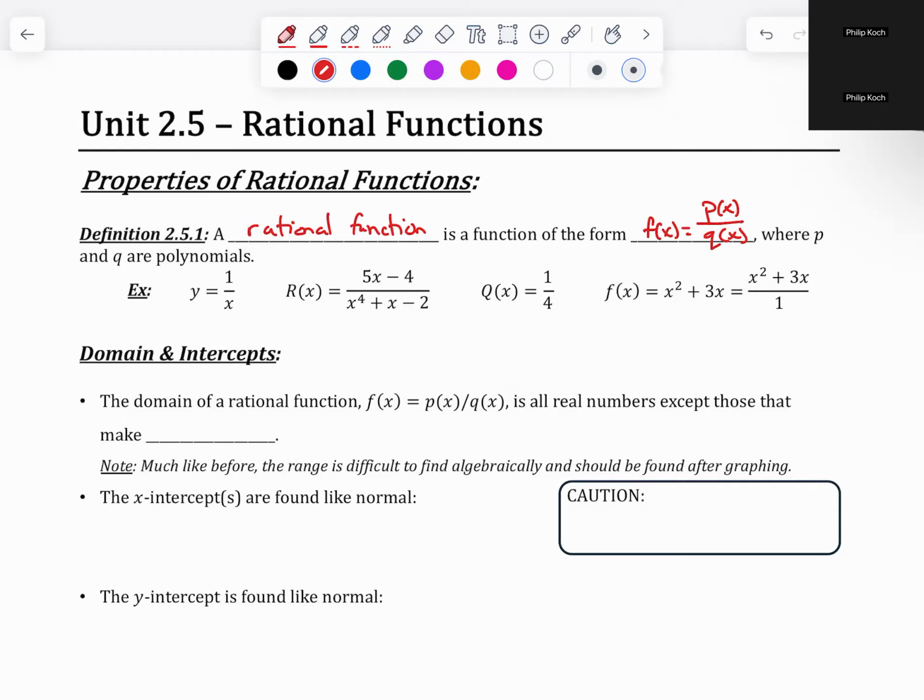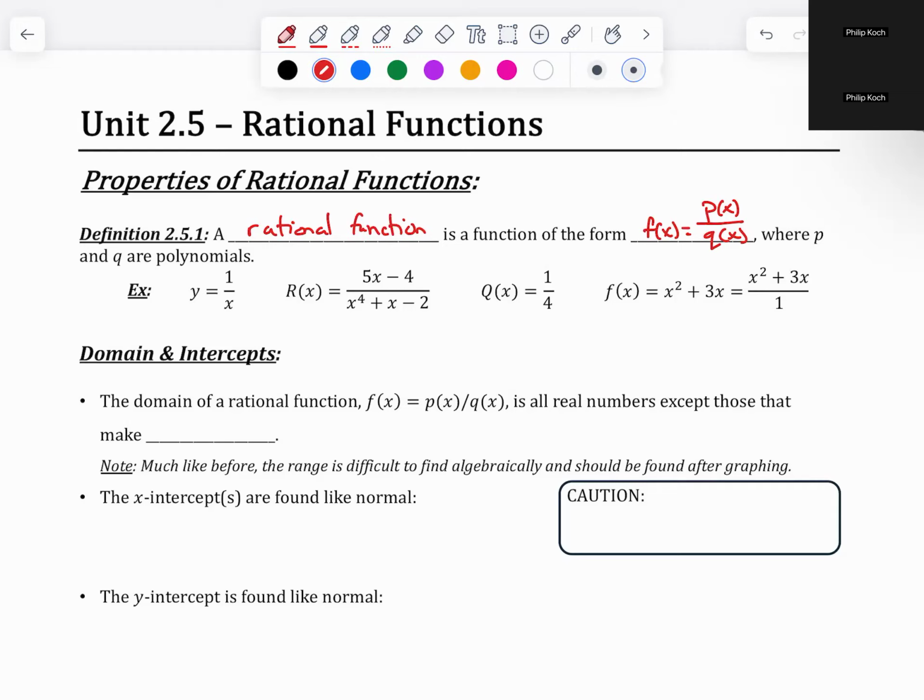You can also have constant rational functions. 1/4, because 1 and 4 are technically polynomials, 1/4 is technically a rational function. And then also, technically speaking, any polynomial function that we had, like x squared plus 3x, you can write that all over 1 and treat it like a rational function.